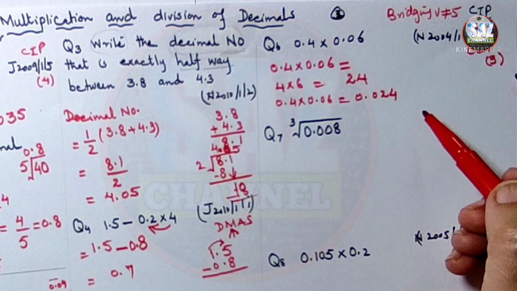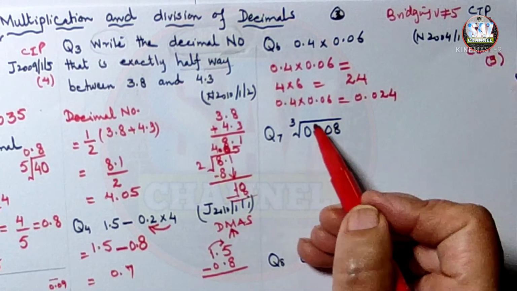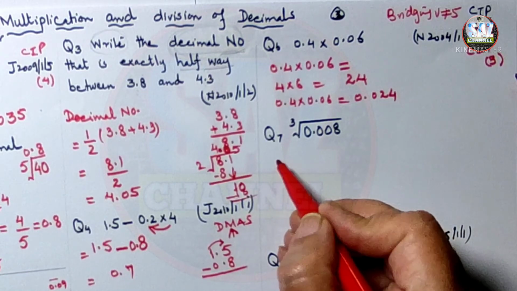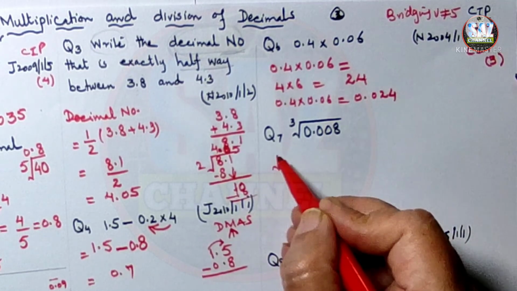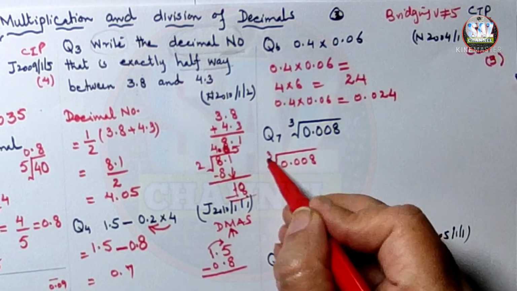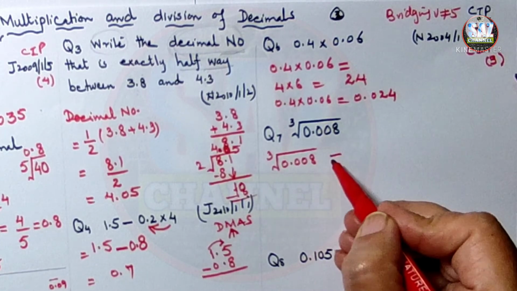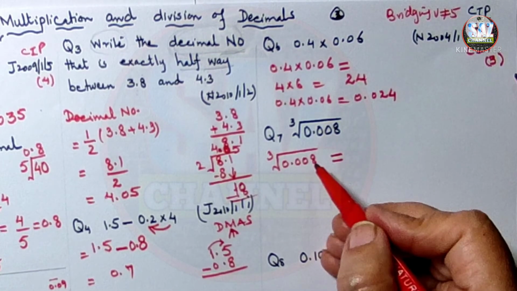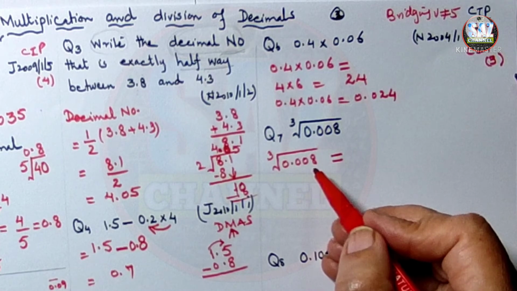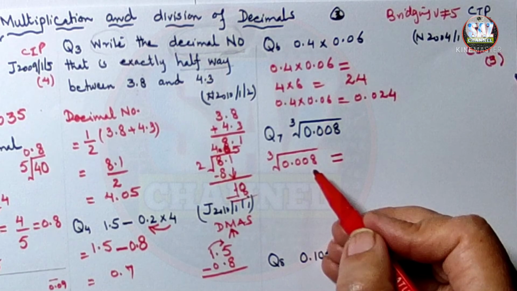And moving to the next question, we have to evaluate the cube root of 0.008. Okay, so first let me write down the question. 0.008 and cube root. As this is a question for the cube root, and we have to solve it without a calculator, it means that under this cube root we will have such numbers that have an exact cube, so that we can easily remove that cube root.